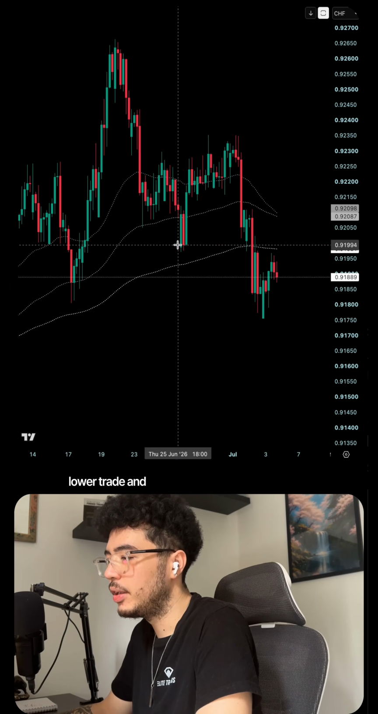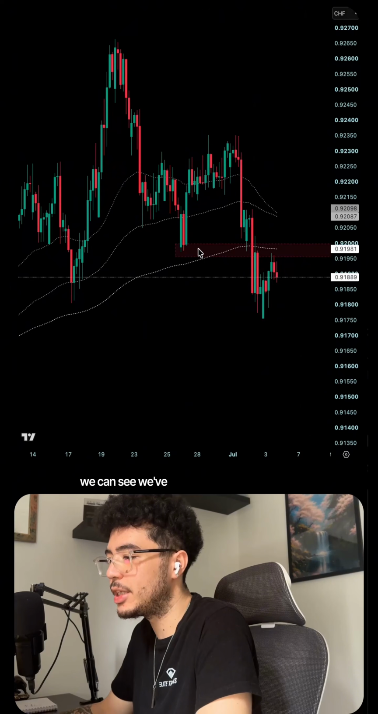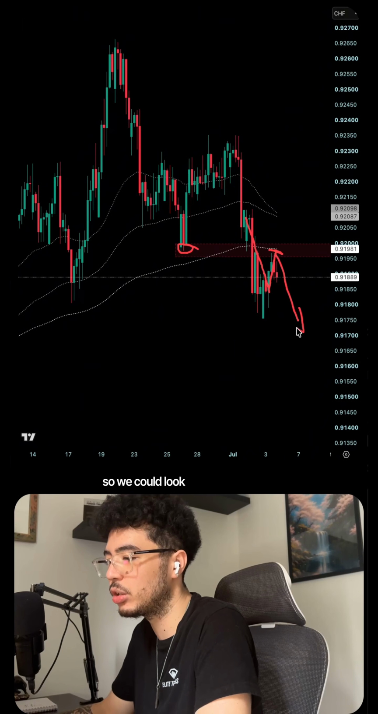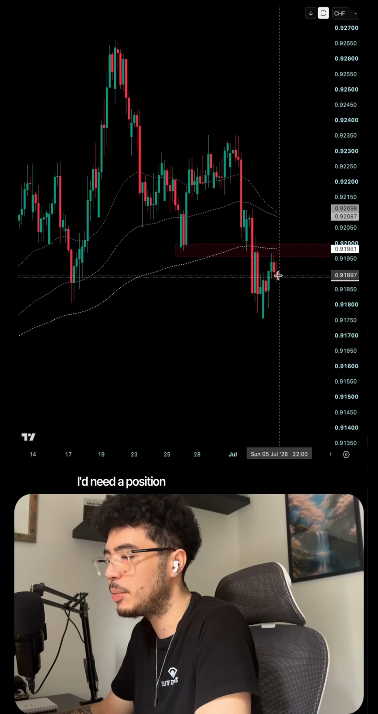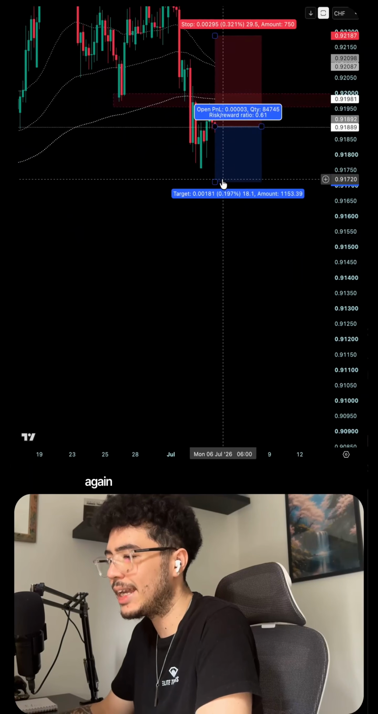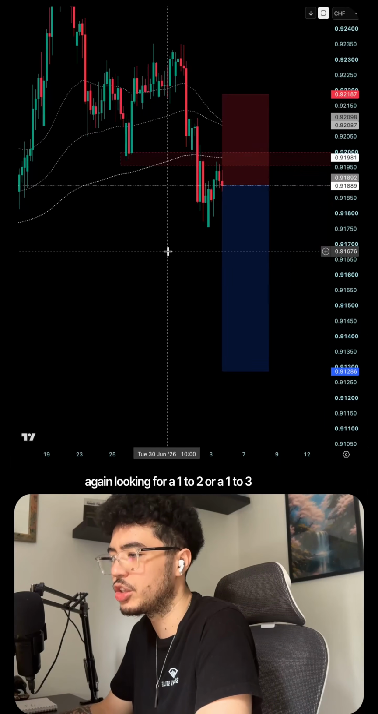And if we just draw a level through here, we can see we've had this level come into play. We've had the break, we've had the retest with the 200 moving average acting as dynamic resistance, so we could look for this continuation. So I'd need a position that looks something like this with a stop loss just above these moving averages, again looking for a 1 to 2 or a 1 to 3 R&R trade.